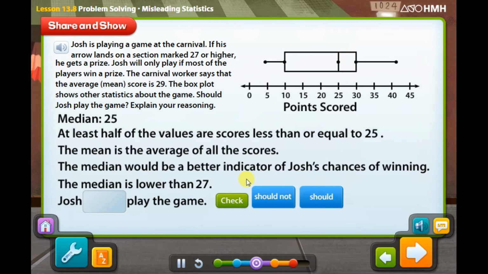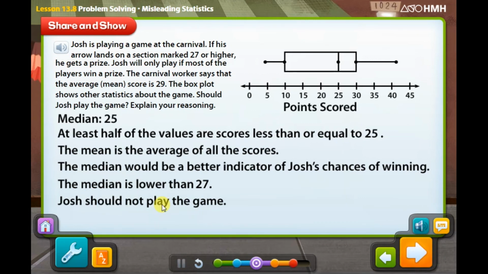So, based on this reasoning, should Josh play the game? Drag the correct answer to the blank field. Josh needs 27 or more. So in this case, he shouldn't play the game because he will not win. That's right. Most players do not win a prize, so Josh should not play.